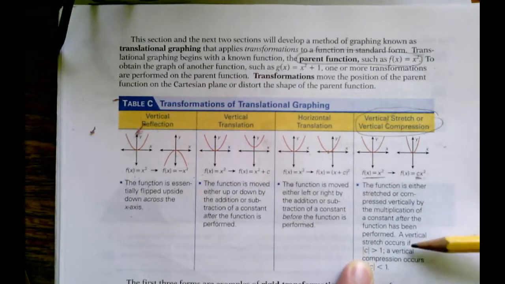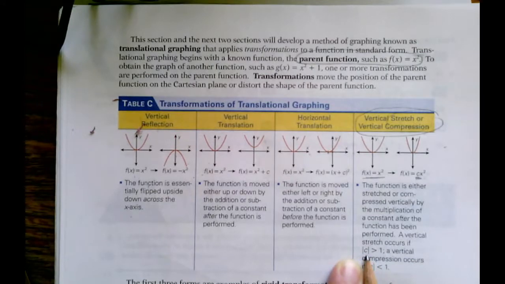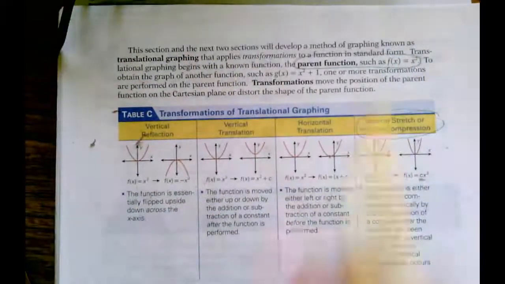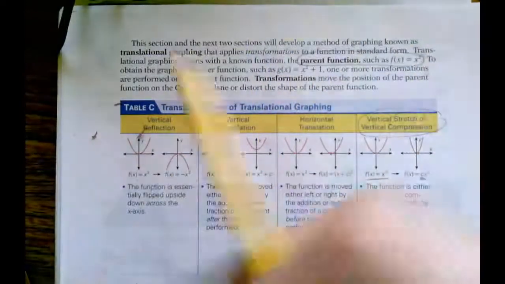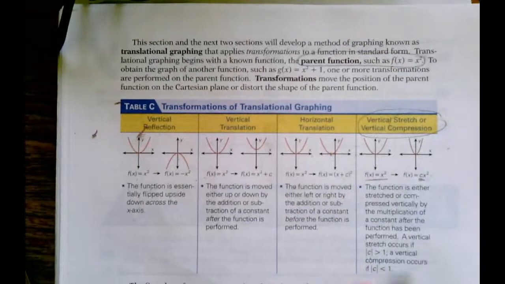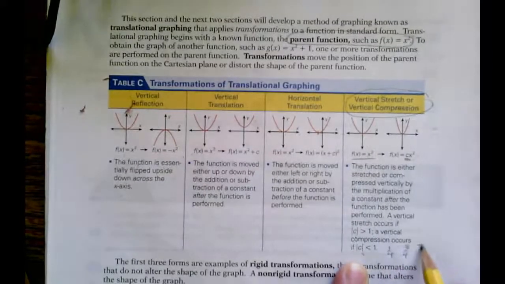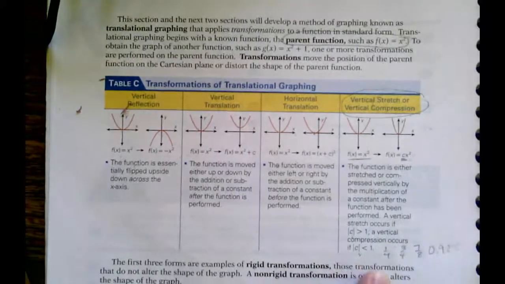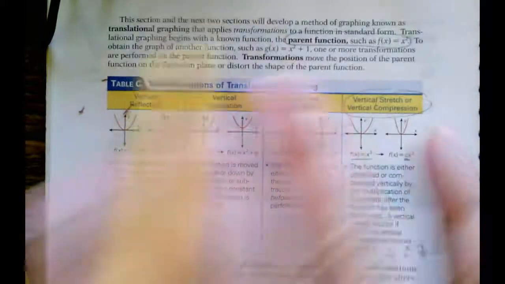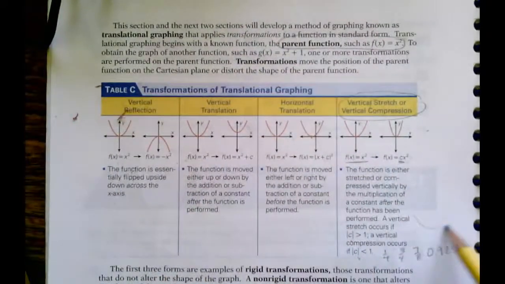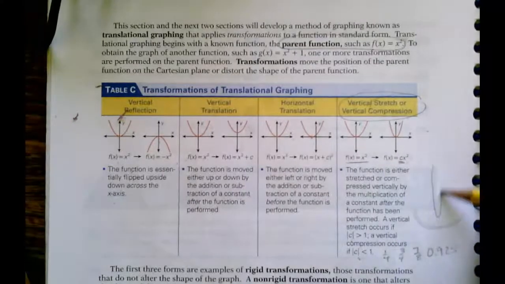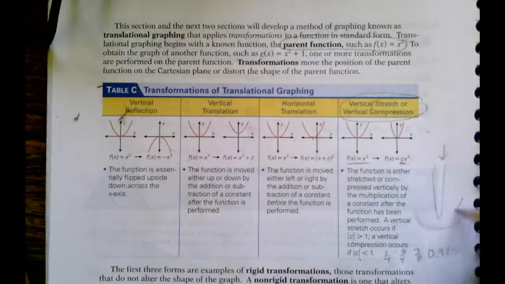Okay? So the vertical stretch occurs if the absolute value of c, so whatever c is, if it's greater than 1, then you're going to have a stretch where it stretches and it makes the graph skinny. Like think about if you stretched out putty, it would get skinnier. Okay? And a vertical compression occurs if the absolute value of c is less than 1. That means if it's like a fourth or 3/4 or 7/8 or 0.925, something that is between 0 and 1, then you're going to have this called compression where it squishes it down this way, and so we get this kind of bowl shape effect rather than this skinny stretch. So this is a stretch and this is a compression.